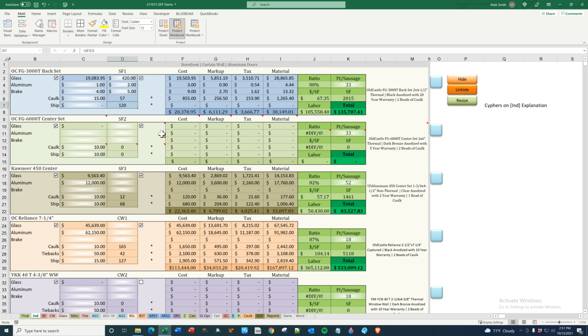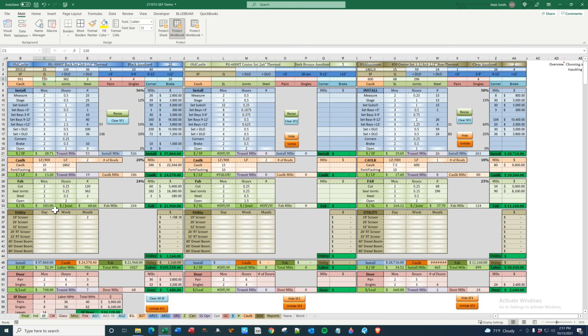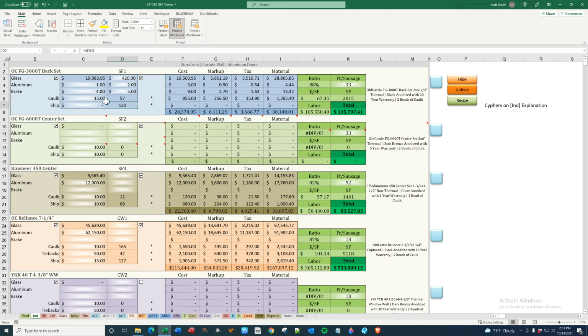Shipping is taking the number of stock lengths, which is here, and it's providing you an opportunity to apply a price for shipping. Certainly, if you get a quote for your stock lengths and the shipping is included, you can put this to 0.